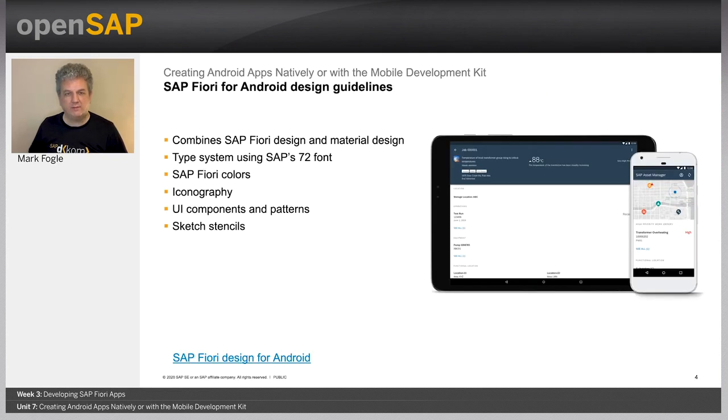The SAP Cloud Platform SDK for Android implements the SAP Fiori for Android design guidelines. These combine the best of SAP Fiori design with Google Android Material Design. We provide a type system based on the SAP 72 font, the SAP Fiori colors and iconography, as well as a set of UI components and the patterns for using those components. We also provide a set of sketch stencils for designers.